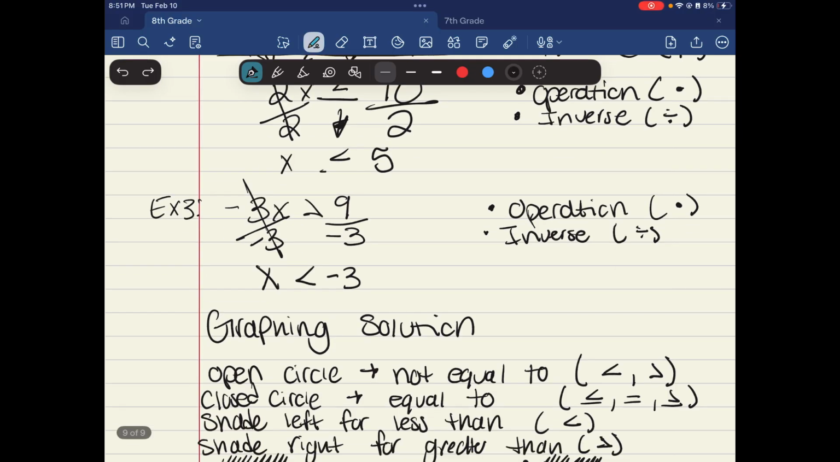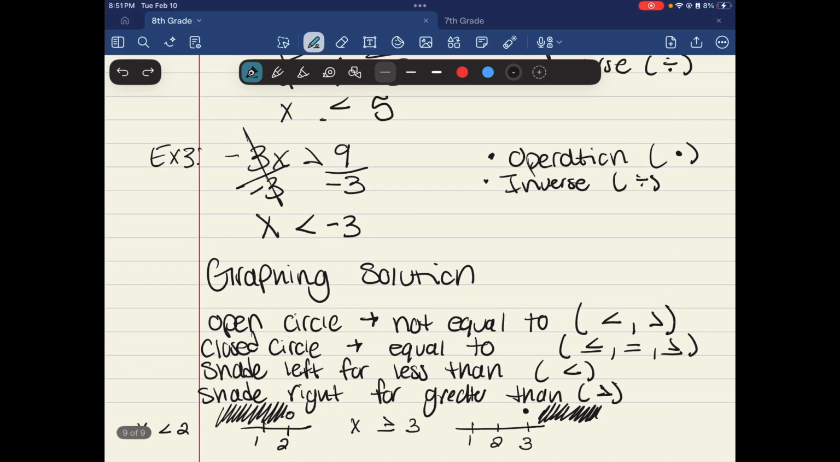Now I'm going to move down. I'm going to go over some graphing solutions, or what it means when you see things like this on a test, or if I ask you to do it. So open circle means not equal to. So that is going to be your less than sign, your greater than sign.